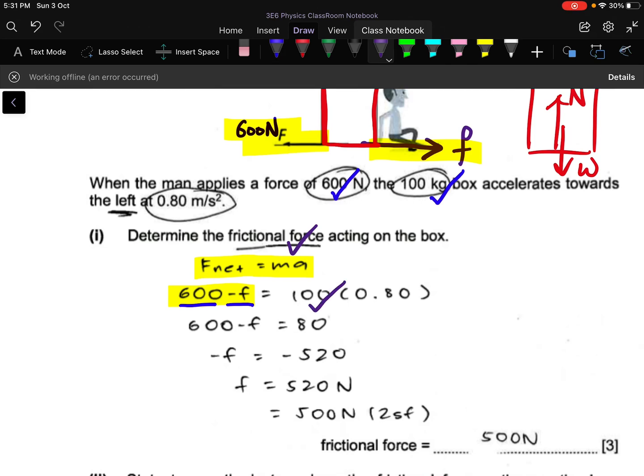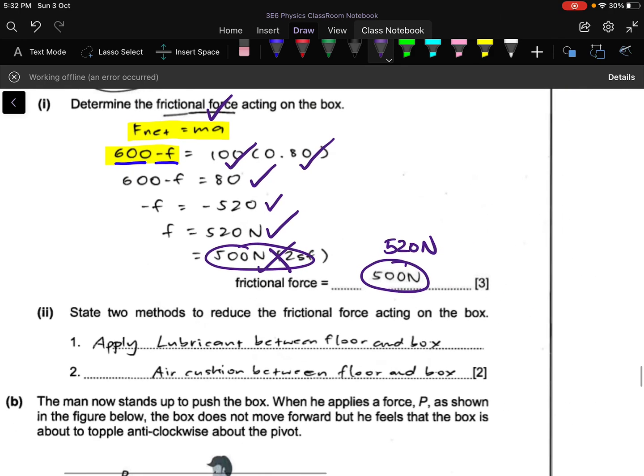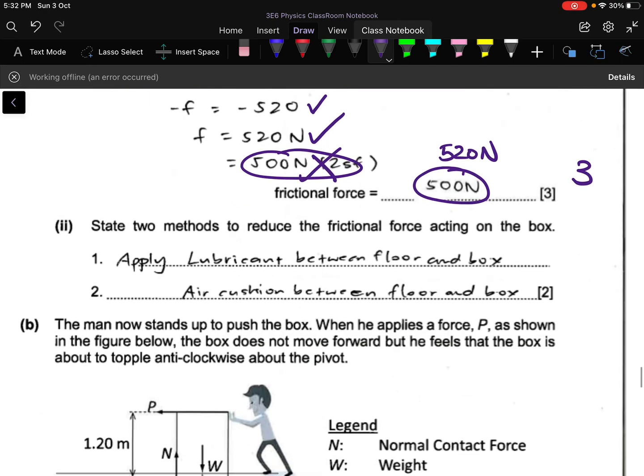Good. Mass is 100 kg. A is 0.80. The math is correct. So everything is correct. This is correct, but unfortunately this is wrong. This is 1 SF. So actually you should keep it to 2 SF. This is 2 SF. So you will still get 3 marks, but overall the paper will get penalized.